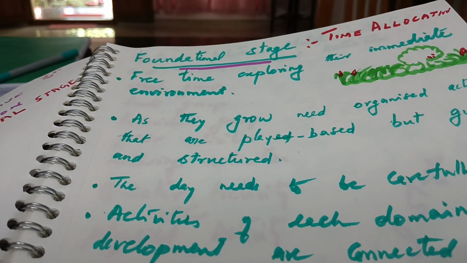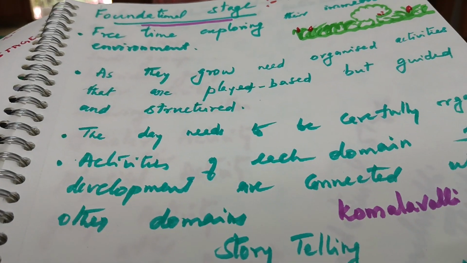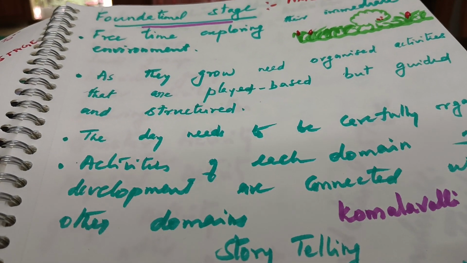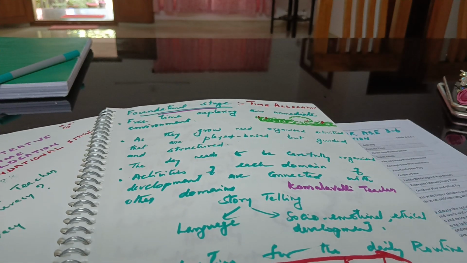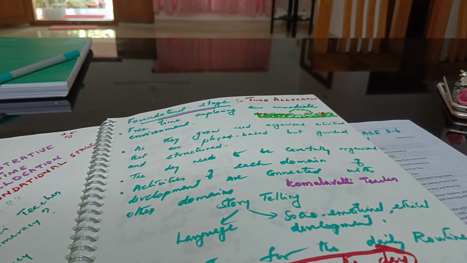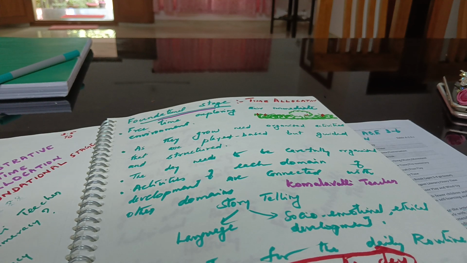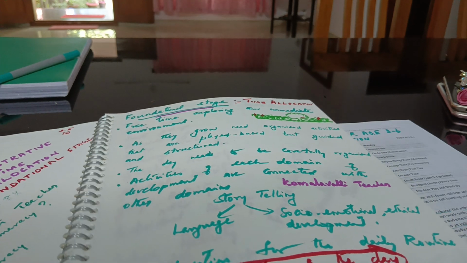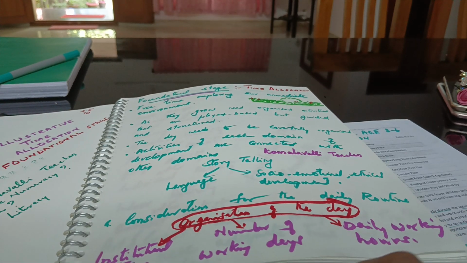The day needs to be carefully organized. Activities of each domain of development are connected with the other domains. For example, take storytelling. It is connected to language, connected to society, connected to emotional feelings, and it is also connected to ethical development. So activities should connect different domains.